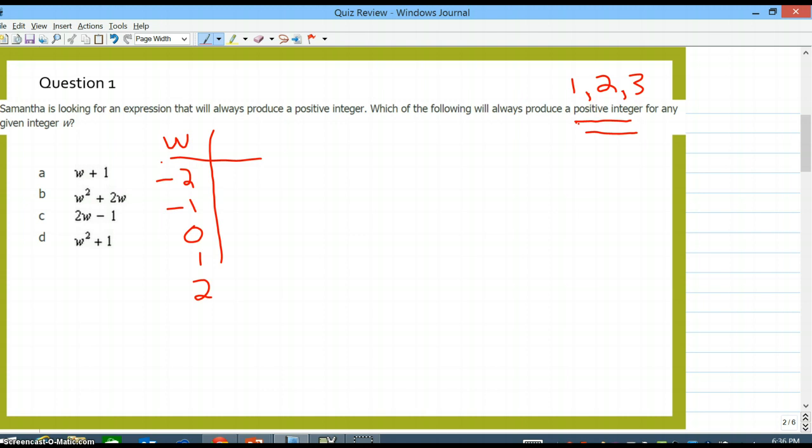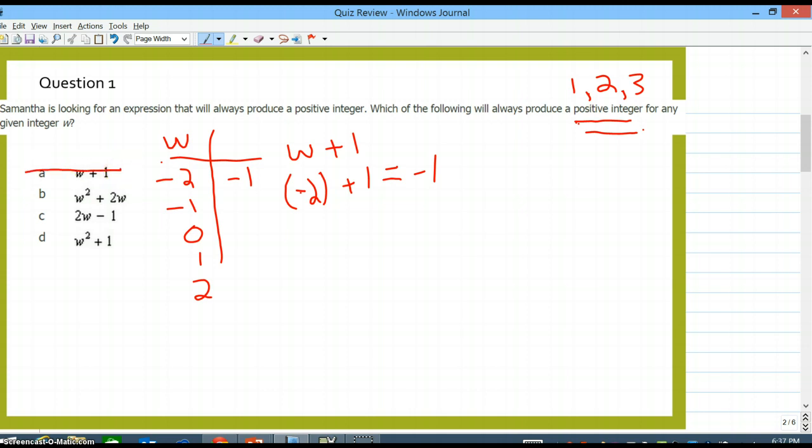And I'm going to start by writing my rule for answer choice A. W plus 1. If I try to plug in -2 for W, I'm going to get -2 plus 1, which is going to equal -1. And right away, I can see that answer choice A is not going to work because remember, I'm looking for positive integers. And this one just gave me a -1. So this rule doesn't work. I'm going to cross it out.